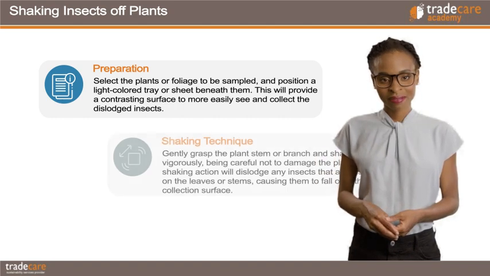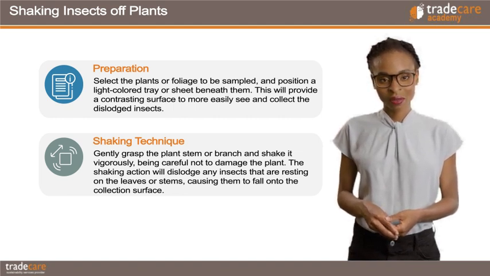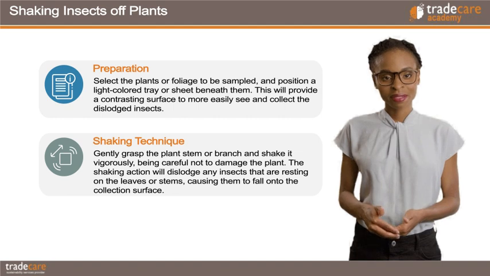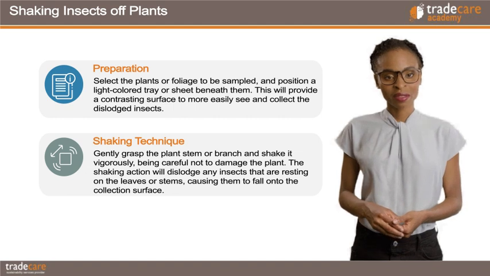Next, shaking. Gently grasp the plant stem or branch and shake it vigorously, taking care not to damage the plant. This action will dislodge any insects resting on the leaves or stems, causing them to fall onto your collection surface.